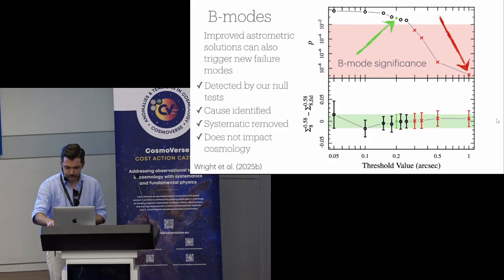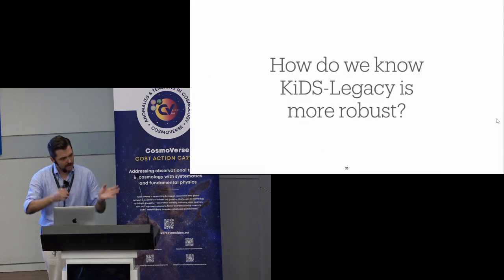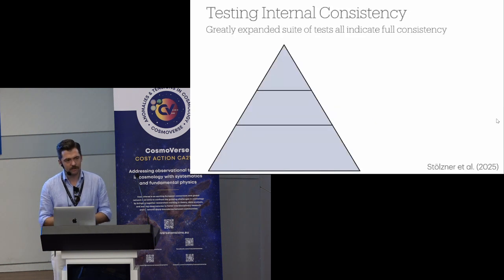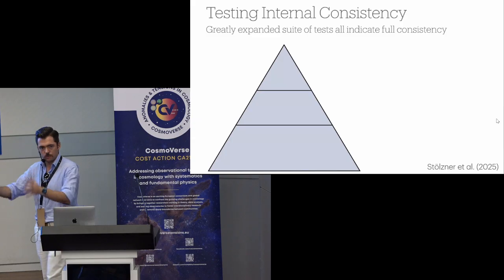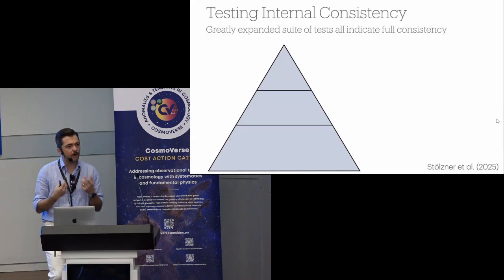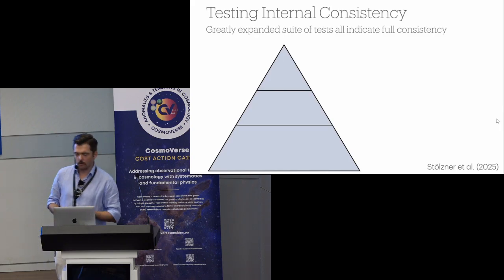Nonetheless, we went through the process and removed it anyway because we thought it was the right thing to do. So that brings us to the important question that I've been leaning into the last few slides: how do we know that KiDS-Legacy is more robust? I've given you a few indications based on hand-wavy things that we've improved, but now there are some quantifiable metrics.